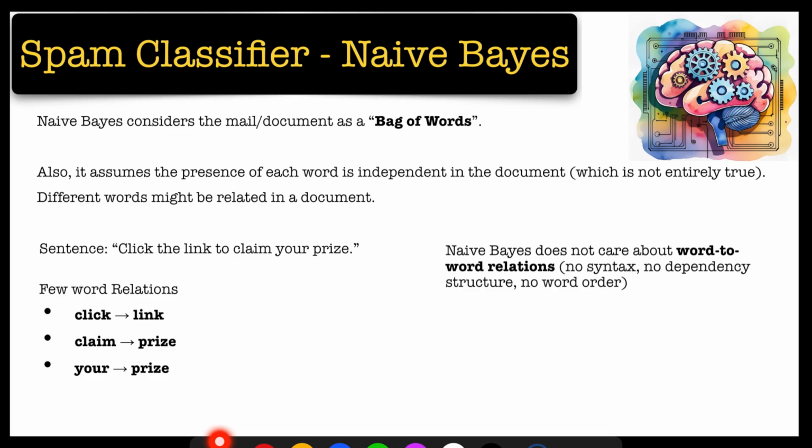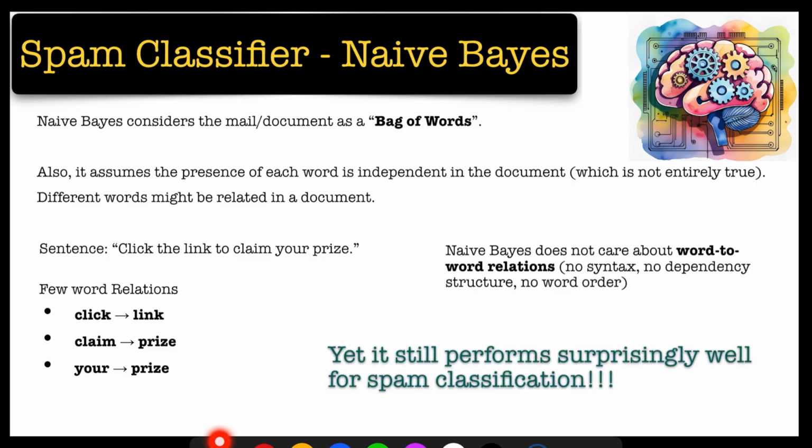But naive Bayes doesn't care about any word-to-word relations. No syntax, no dependency structure, no word order is considered for doing this naive Bayes classification. Yet, it still performs surprisingly well for spam classification.